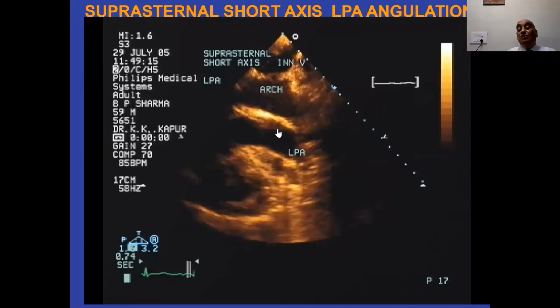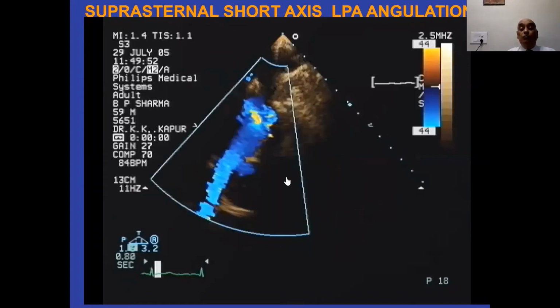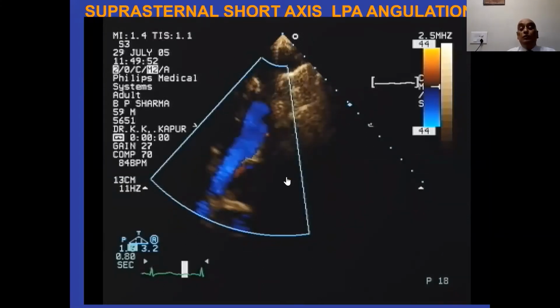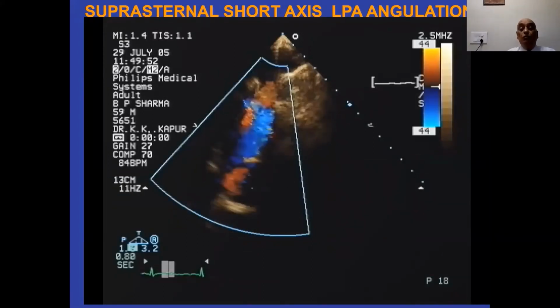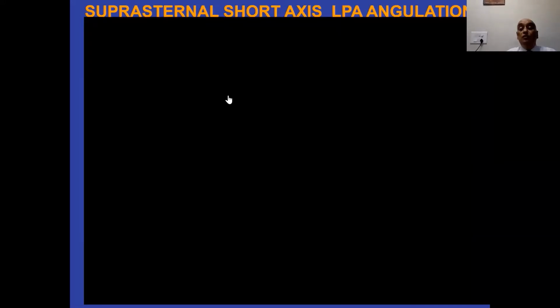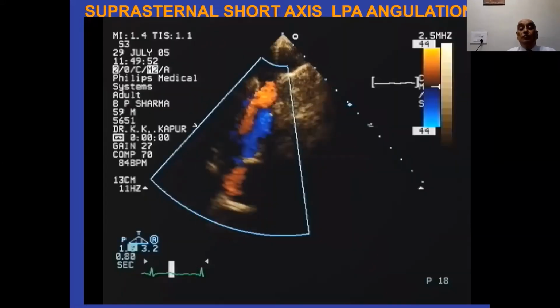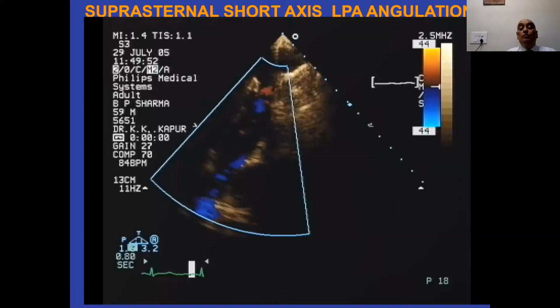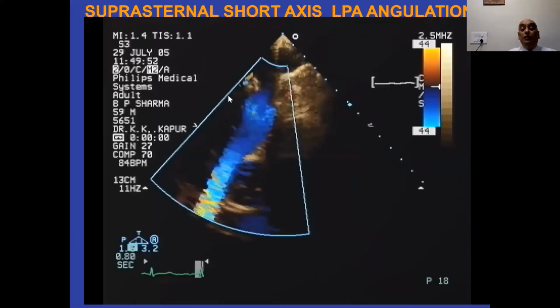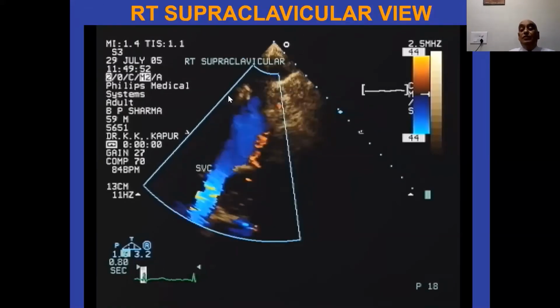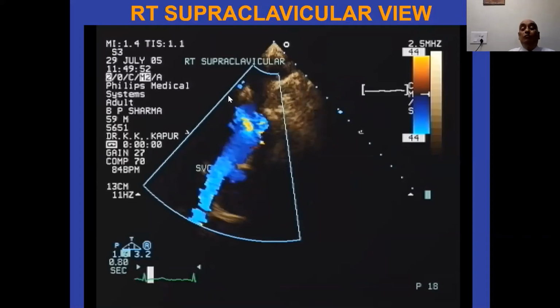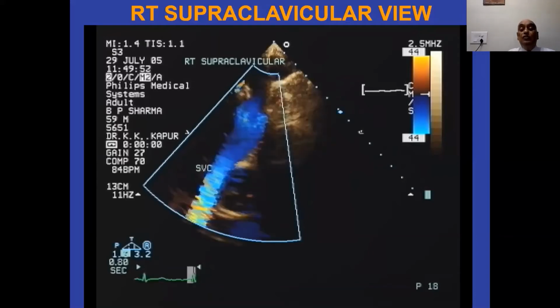So this is the left pulmonary artery angulation. And then you get what is called the supraclavicular view. This right supraclavicular view is actually obtained, as you can see over here, by placing the transducer in the right supraclavicular position just next to the suprasternal notch.